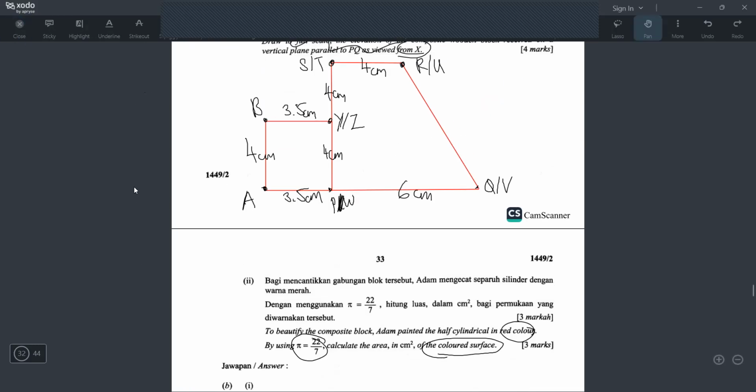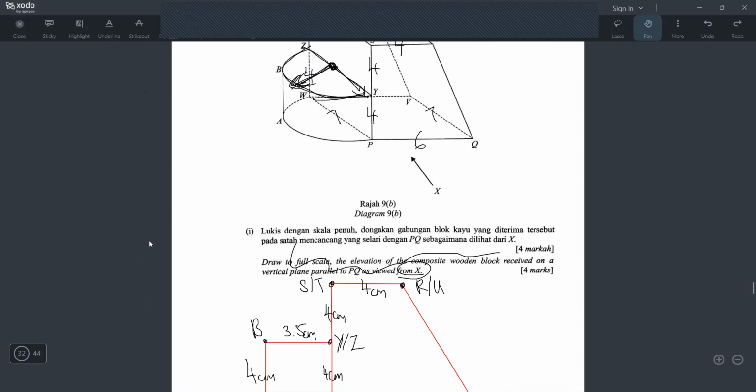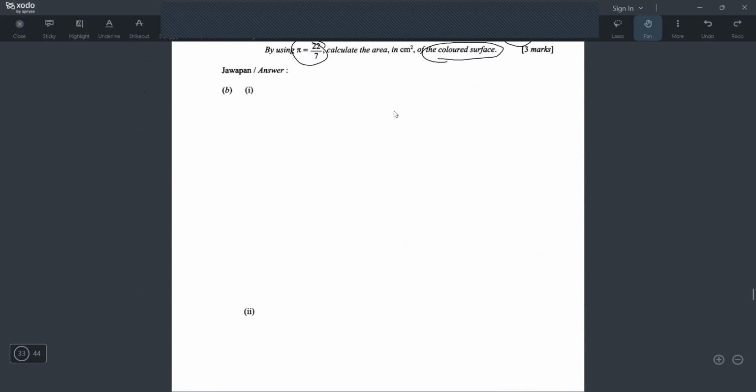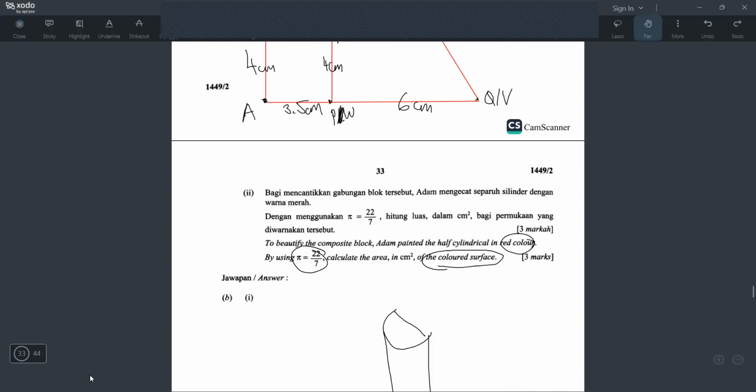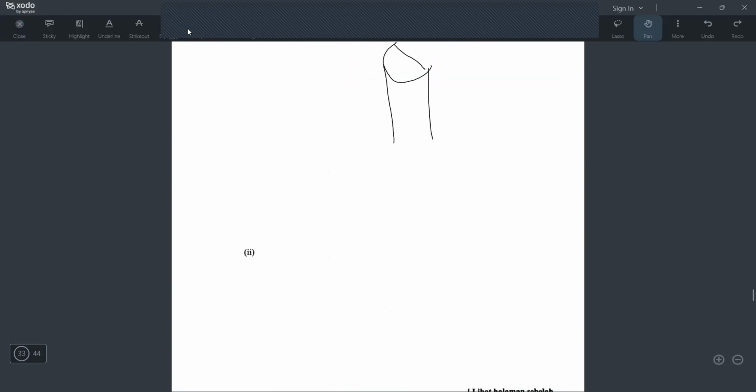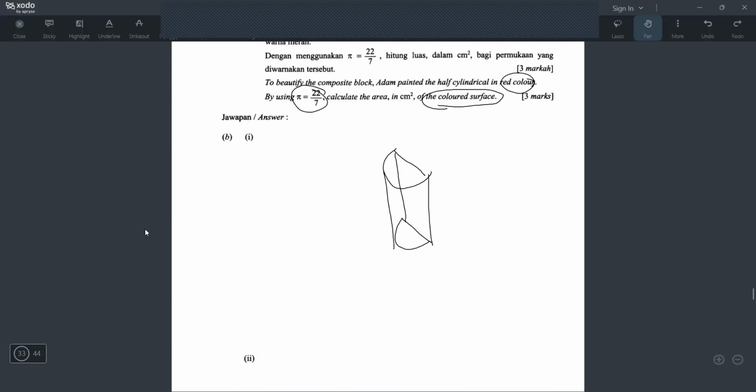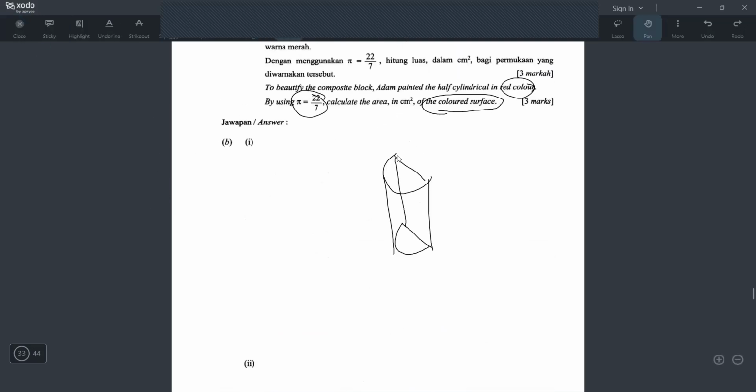Okay, let's look at the half cylinder. How does it look like? It looks like this. The down part is like this, and then like this. So this is how the half cylinder looks like, right? But actually, the full cylinder looks like this. This is a full cylinder, but it's only a half cylinder now. And now they are asking you to find the area of the colored surface.